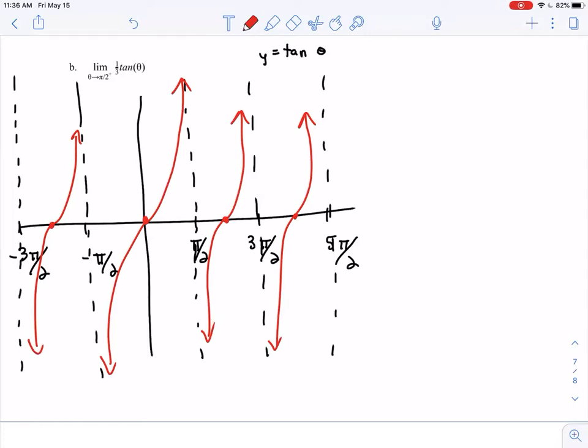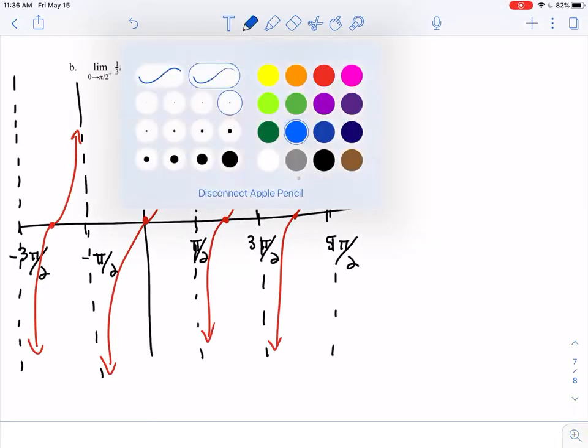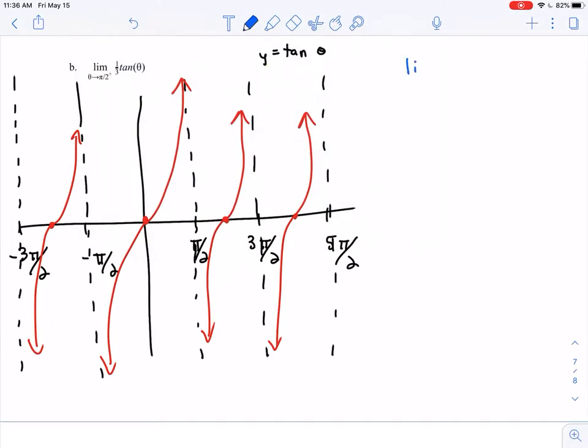Now you might be worried about this 1/3. Remember that 1/3, if you really wanted to, you could say, okay, well, let's deal with that. I have the limit as theta approaches pi over 2 from the right-hand side, 1/3 tangent of theta. Remember that 1/3, that's a constant multiple. We can factor that out. 1/3 times the limit as theta approaches pi over 2 from the right-hand side of tangent of theta. We'll worry about that 1/3 later.